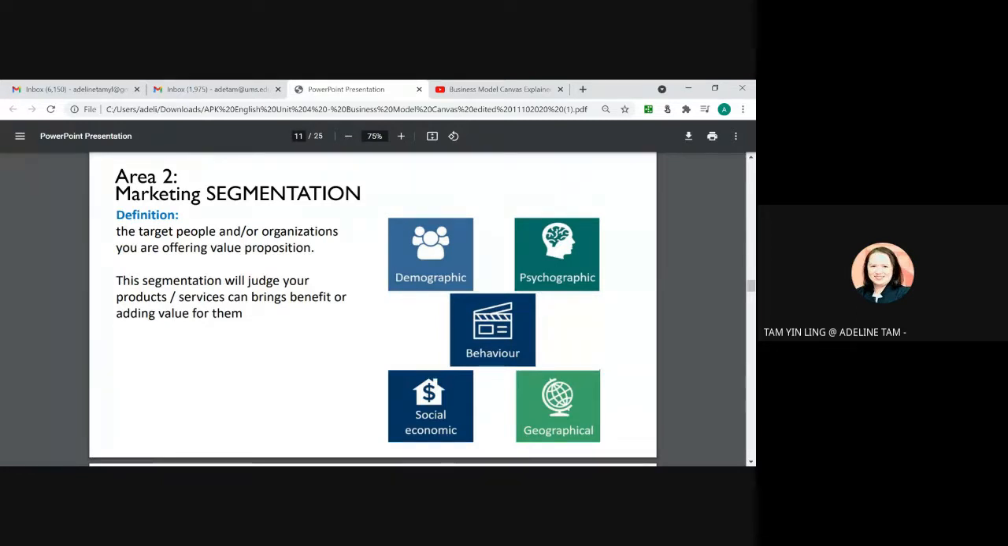So market segmentation means you divide your customers into different groups. How to divide them? You can base it on demography. Let's say I would like to sell some sweet dessert. Then maybe I can use demography. I can target more on female, because some female prefer dessert. Younger age, because elder people don't like it too sweet.